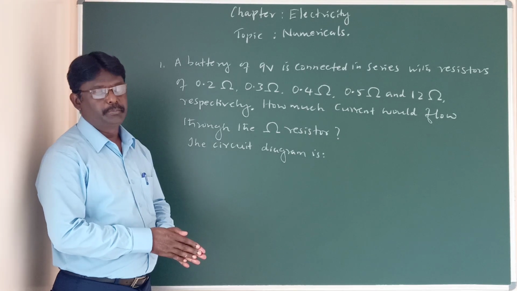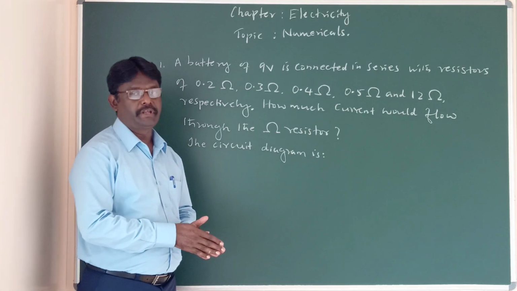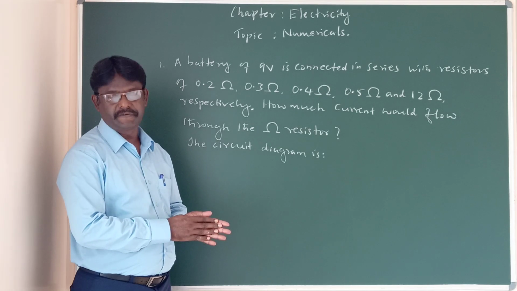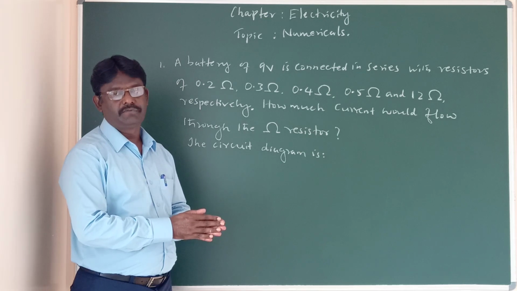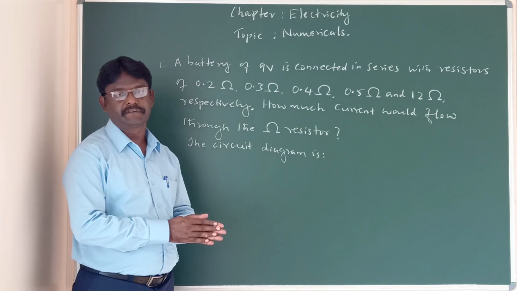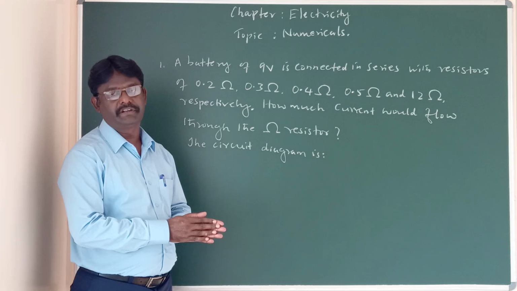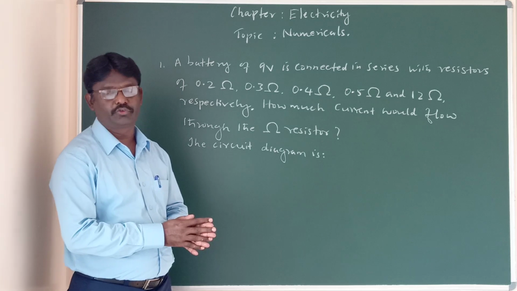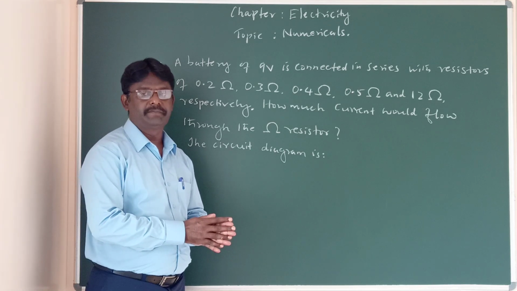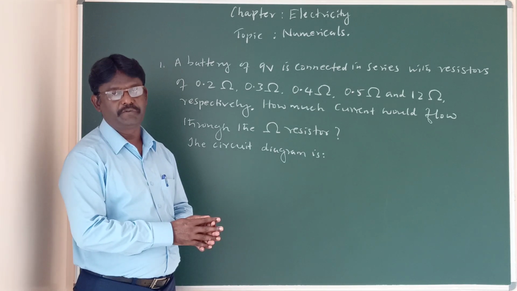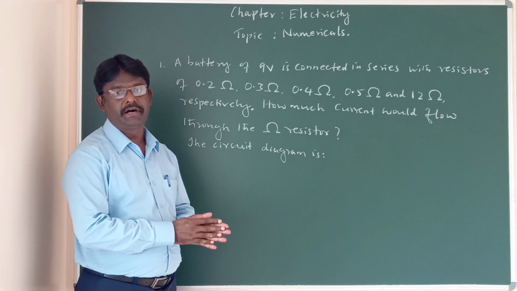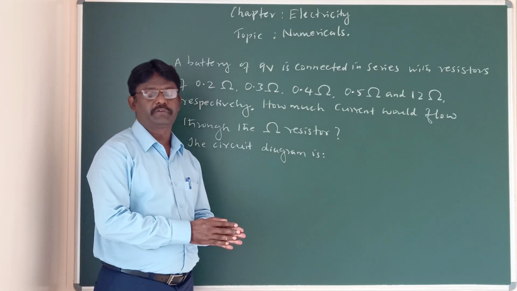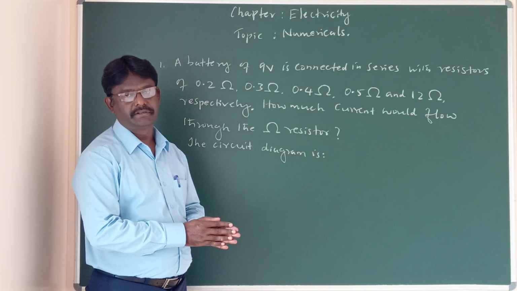Hello children. In the previous class, we obtained some important basic equations in electricity. The first one for resistors in series, that is equivalent resistance Rs equal to R1 plus R2 plus R3 and so on. And even for resistors in parallel, we got the equation 1 by Rp equal to 1 by R1 plus 1 by R2 plus 1 by R3 plus and so on.